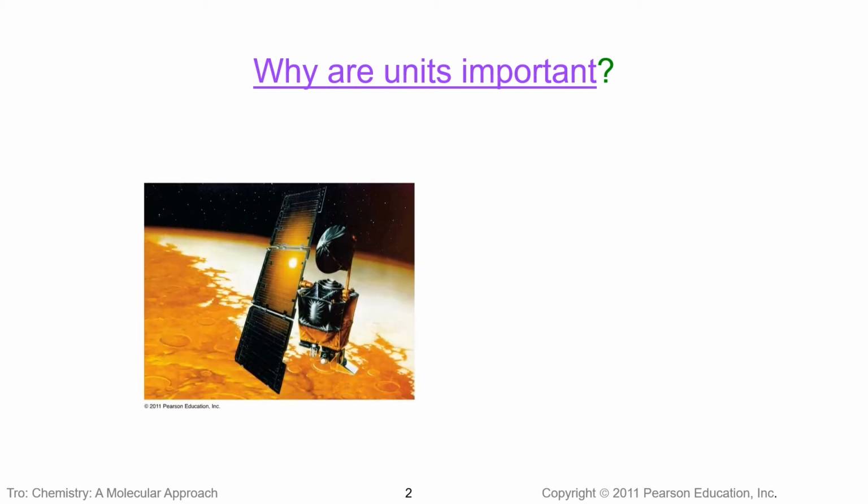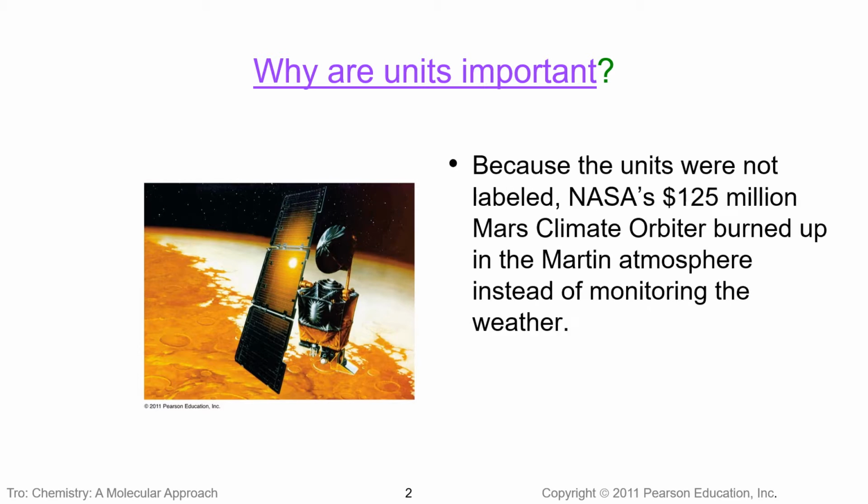So why are units so important? Well, NASA found out how important it was to label and make sure you communicate which units you're using when they lost a $125 million Mars climate orbiter. Because they were using two different units in their calculations, it ended up burning up in the Martian atmosphere instead of monitoring the weather that it was designed for. So this is an extreme example, but it is essential that you include units and make sure you communicate those units to people you're working with.